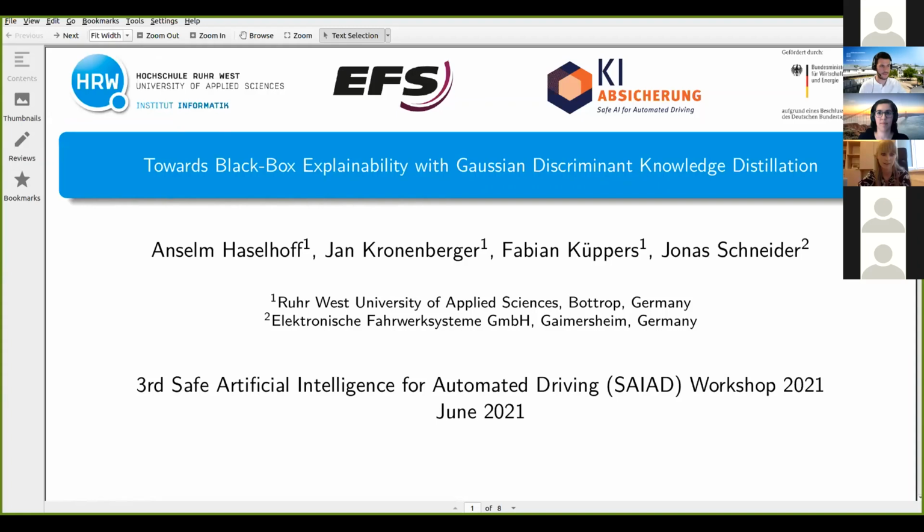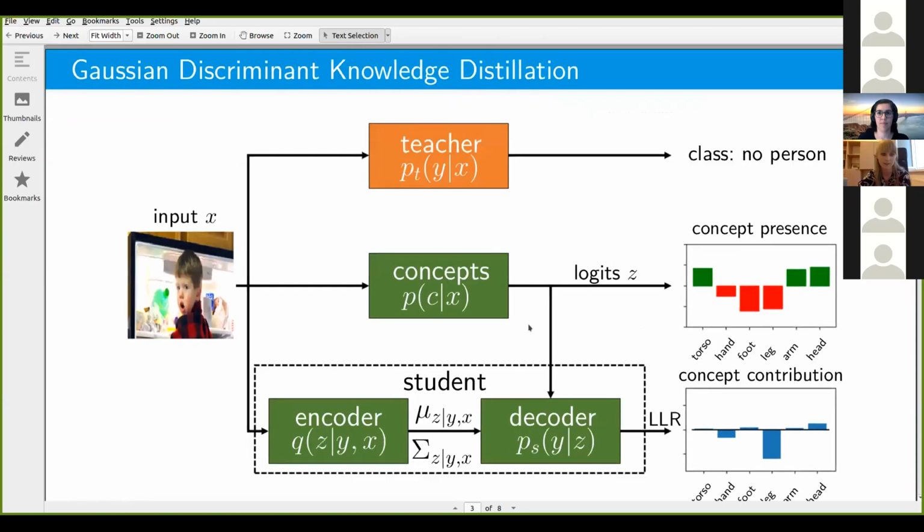So good evening and welcome to my presentation of our paper Towards Black Box Explainability with Gaussian Discriminant Knowledge Distillation. Getting meaningful insights into a deep neural network prediction is mandatory to understand their decisions. Most approaches explaining and verifying neural network predictions by the presence or absence of semantic concepts require modifications to the base network, which might affect their performance. In this paper, we propose a method to add concept-based post-hoc explainability to black box models.